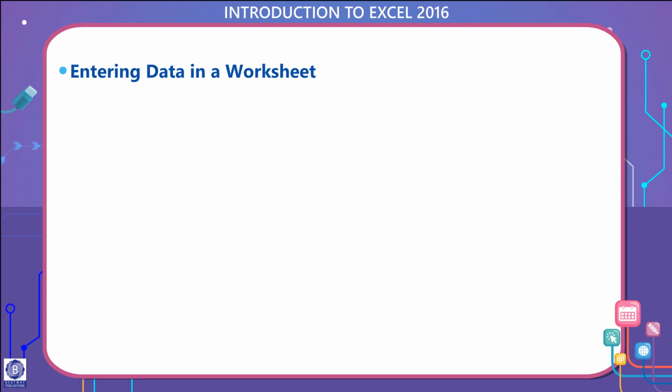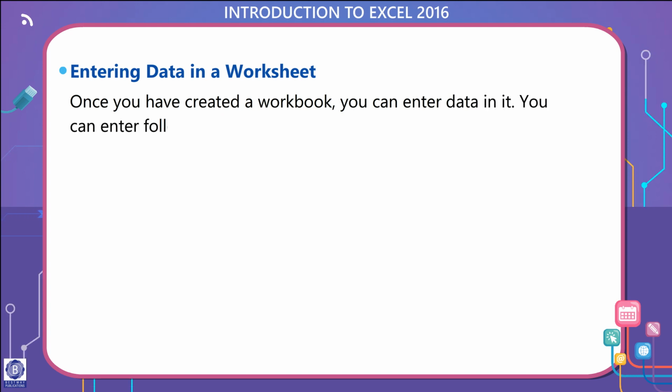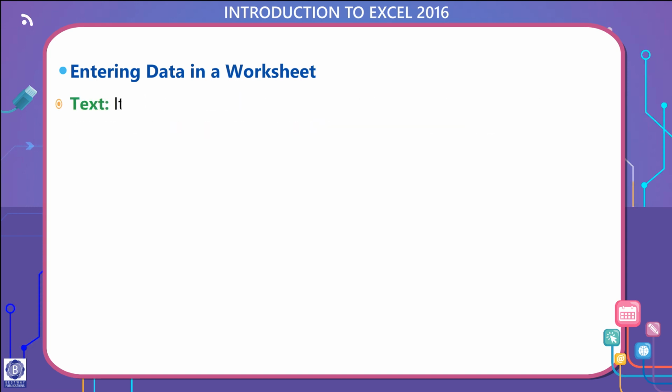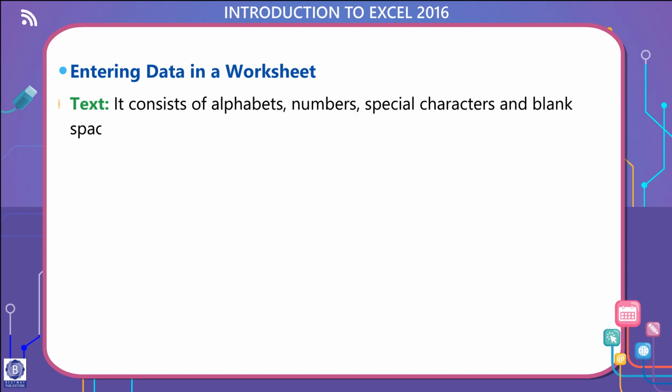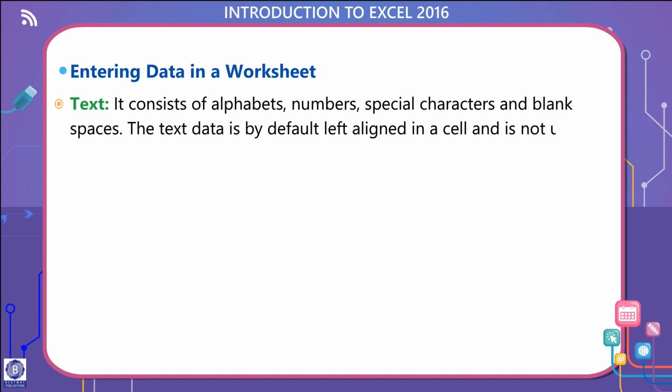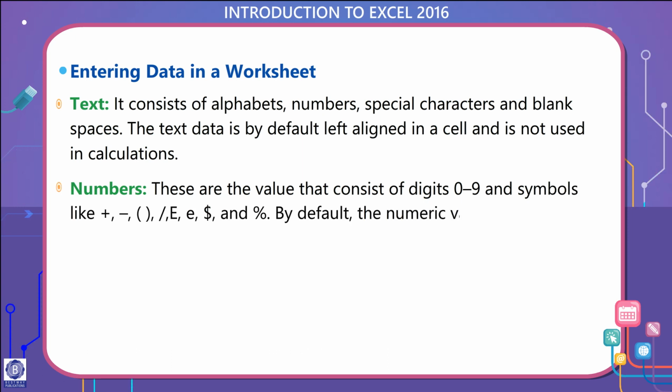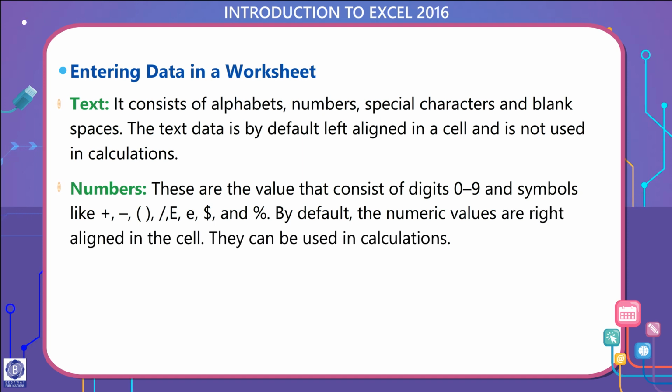Entering data in a worksheet. Once you have created a workbook, you can enter data in it. You can enter the following 3 types of data in an Excel worksheet. Text. It consists of alphabets, numbers, special characters, and blank spaces. The text data is by default left aligned in a cell and is not used in calculations. Numbers. These are the values that consist of digits 0 to 9 and symbols. By default, the numeric values are right aligned in the cell. They can be used in calculations.